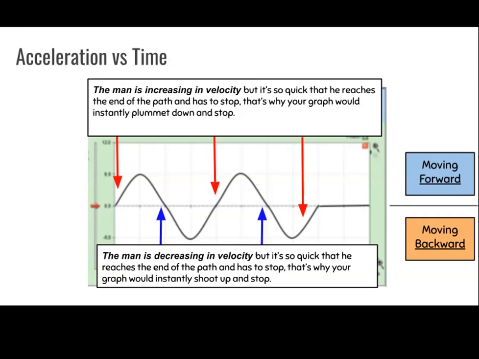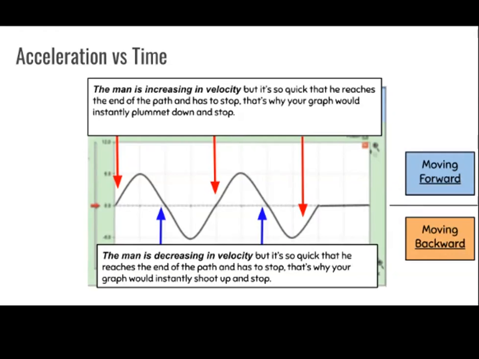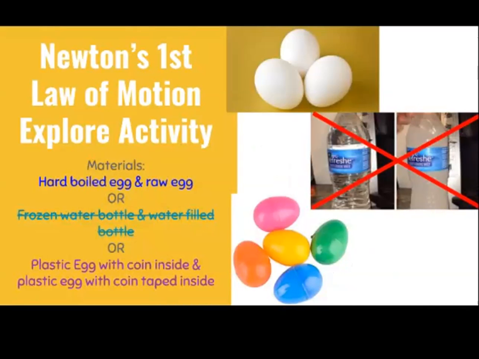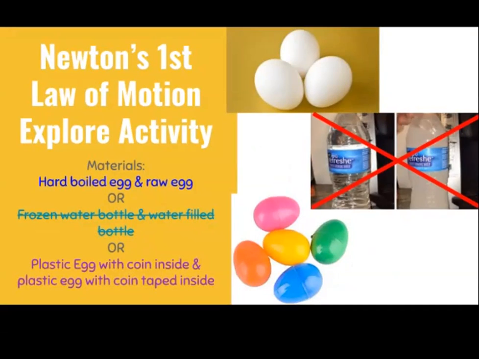All right, other questions? All right, we're going to take a break. Before we take our break though, we're going to gather our materials for our activity. Now, if you have the frozen water bottle and the non-frozen water bottle, still use it. But we found it doesn't work quite as well as a hard-boiled egg or the plastic egg. So if you happen to have some eggs, grab them. If not, and you have your frozen bottles, that's okay. We'll make it work as best as we can, okay? So let's go ahead and take a break.